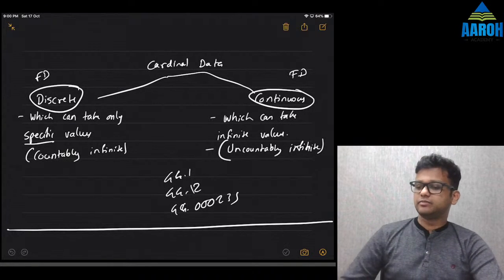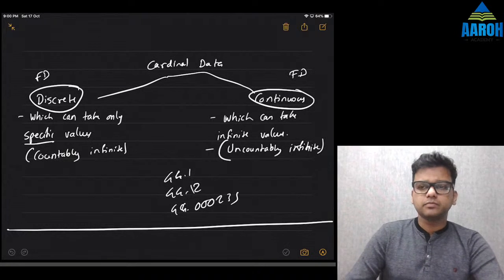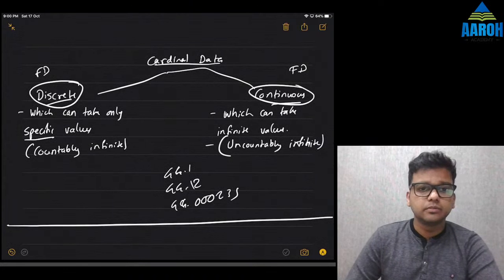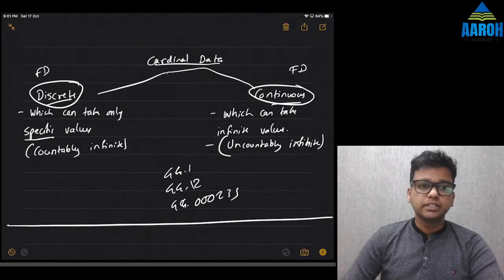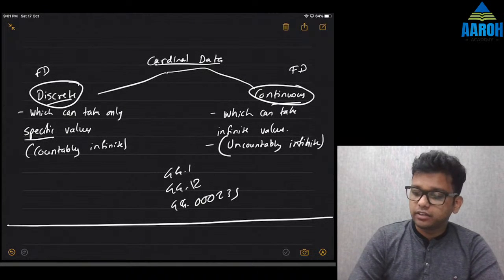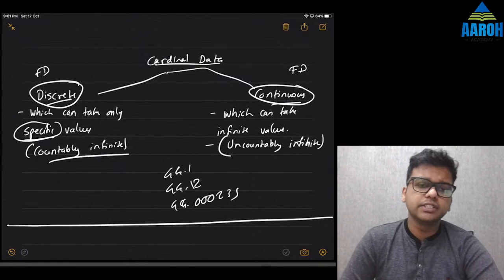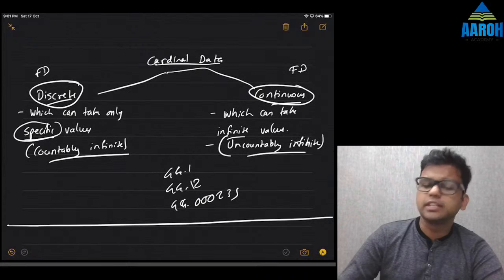Let's start. So yesterday we saw classification of cardinal data into discrete and continuous. Discrete means data which can take only specific or countably infinite values, whereas continuous is data which can take infinite values, which is uncountably infinite.